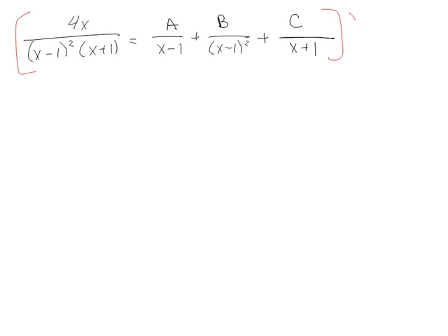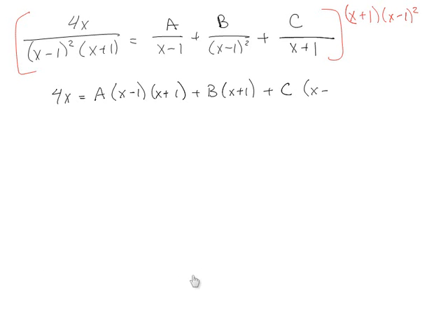Multiply the whole thing by x plus 1, x minus 1 squared, and I got 4x. This is a lot of work, guys. A times x minus 1, x plus 1, plus b times x plus 1, plus c times x minus 1 squared. I feel like I did that right. I hope I did that right.